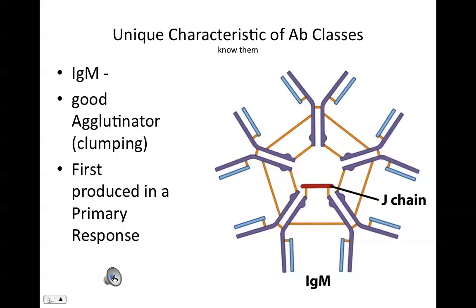IgM, the pentamer, is an agglutinator or clumper. This is often the antibody class that's first produced in our earliest response to a pathogenic microorganism. First response, called primary response, IgM, first antibody on the scene to try and grab up and eliminate any of that unwanted bacteria or even virus.